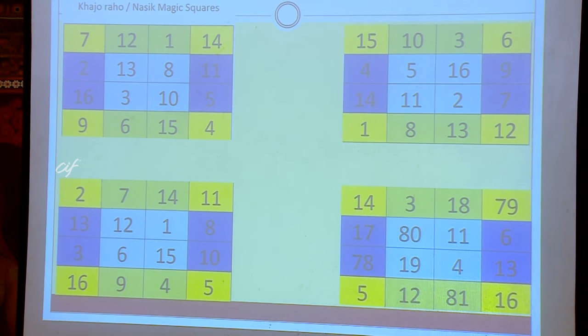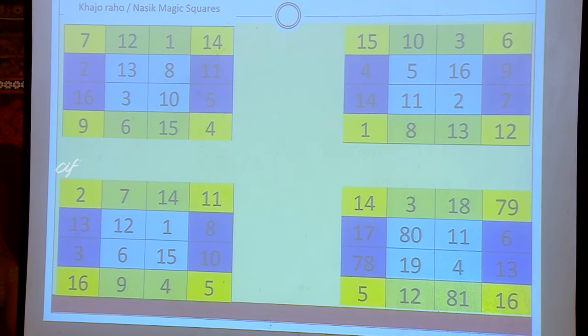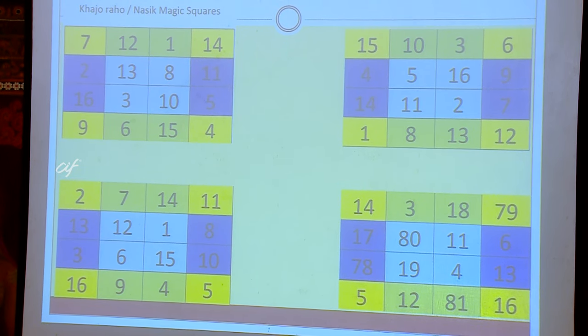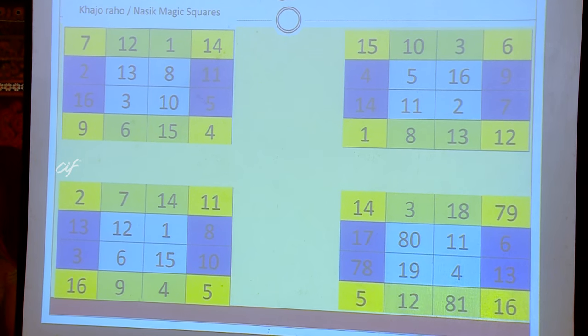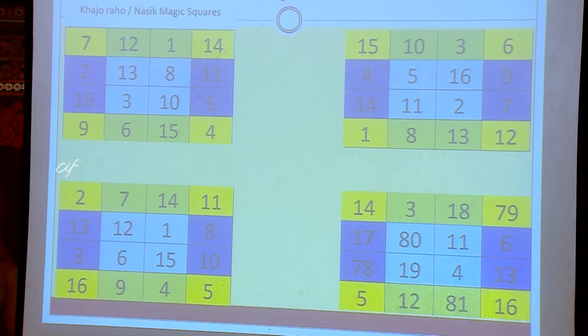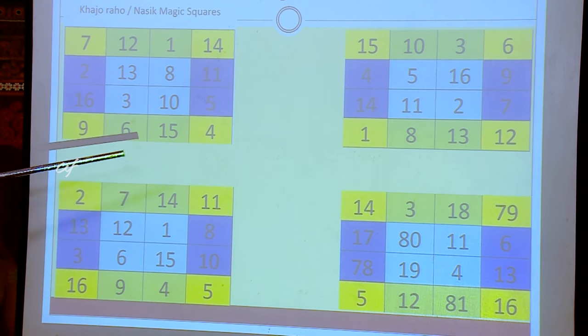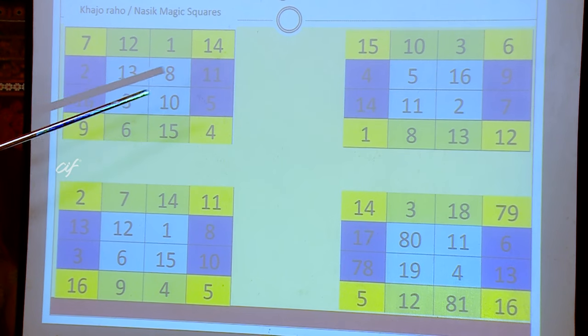Can you think of 3 by 3 squares in that and look at the 3 by 3 squares that you get in that? 7, 12, 1. Not just 3, 3 by 3. Look at the 3 by 3 squares which are there, and see if you add any 4 cells in that and you get 34. 11, 1, 16, 6. That's a very good observation.